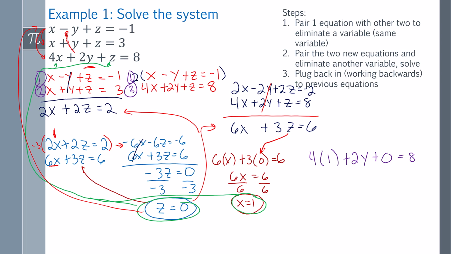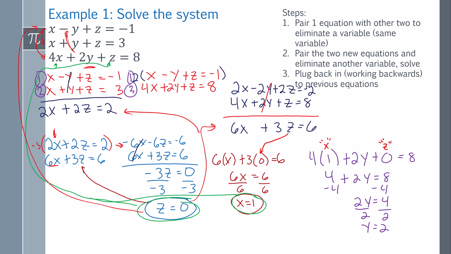And so I plugged in my 1 for my x, right, because that's where my x went. I plugged in 0 for my z because that's where my z went. And now I just need to solve for y. So I get 4, subtract 4 on both sides, divide both sides by 2. You get y equals 2.